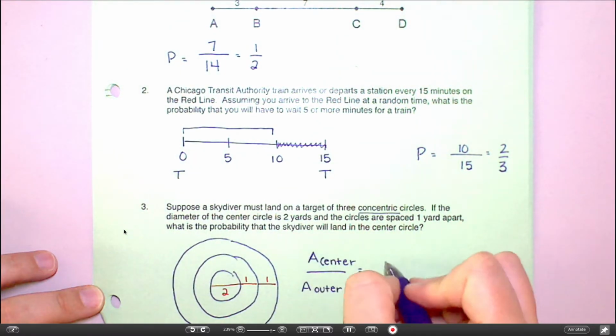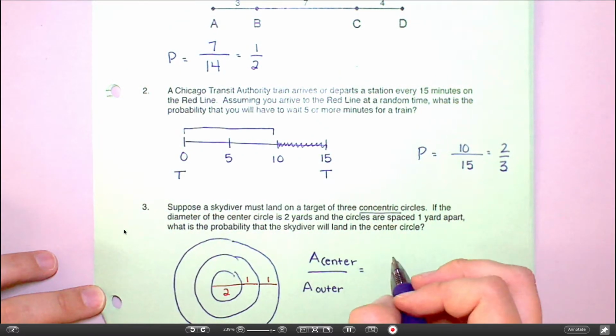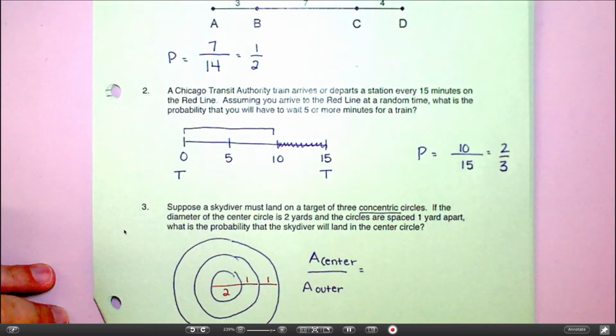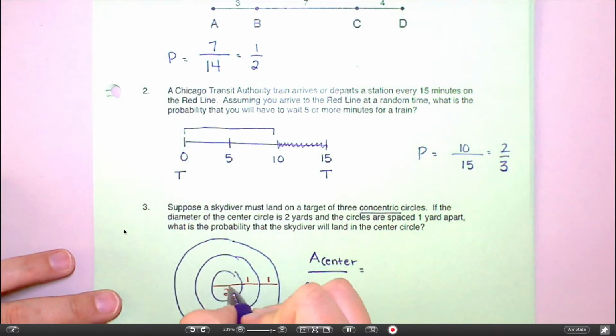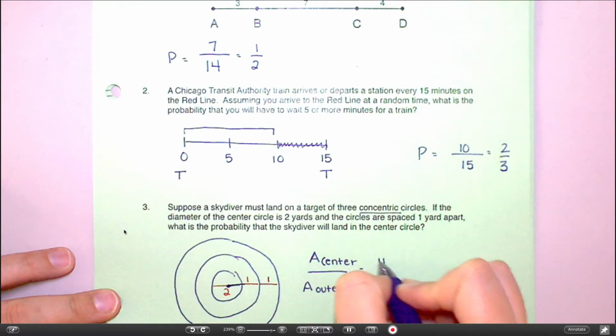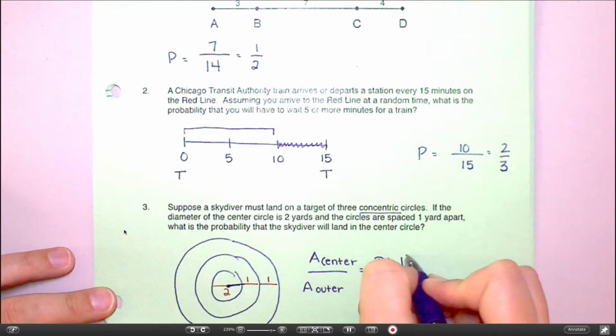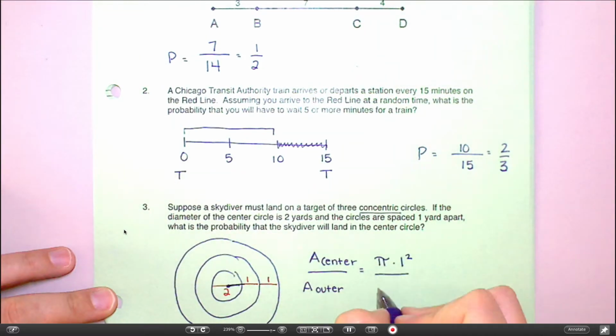So how would I set up the area of the center circle? Careful, how do you do the area of a circle? Okay, it's pi r squared. The radius of this circle is 1. So the center circle is pi times 1 squared. So just pi. Yep.